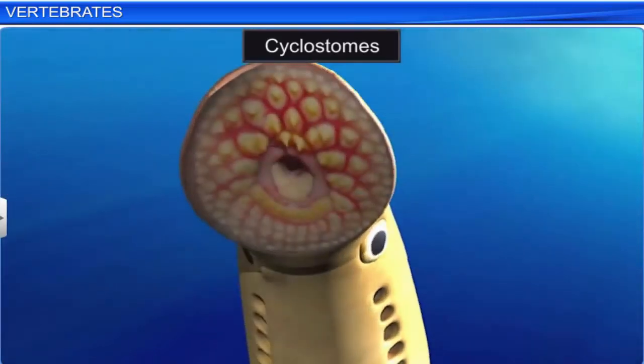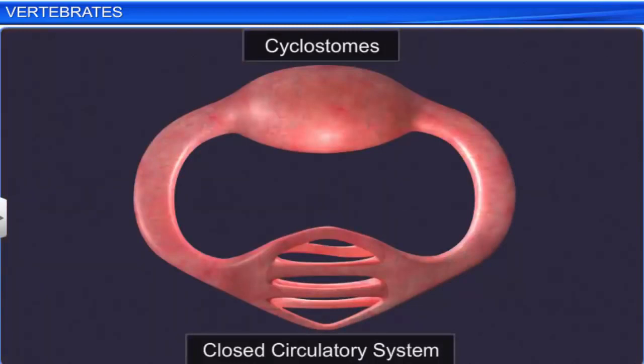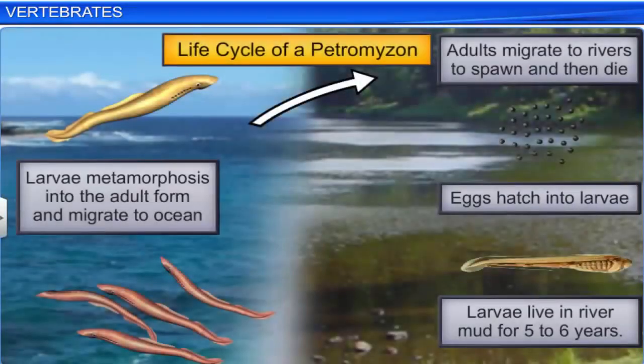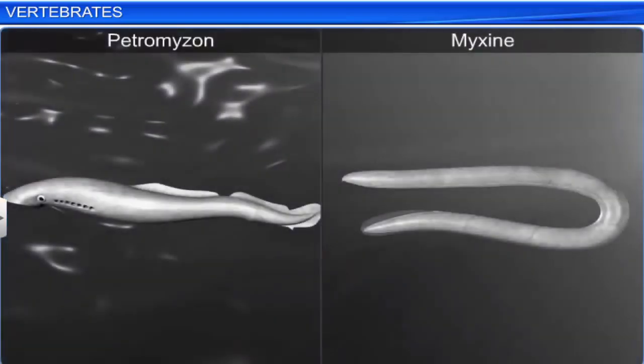They have a sucking and circular mouth, a cartilaginous cranium and a vertebral column, and a closed circulatory system. The life cycle of cyclostomes is unique. They migrate to fresh water to spawn and die within a few days, leaving their larvae, which, after metamorphosis, return to the ocean. Petromyzon and Myxine are examples of cyclostomes.